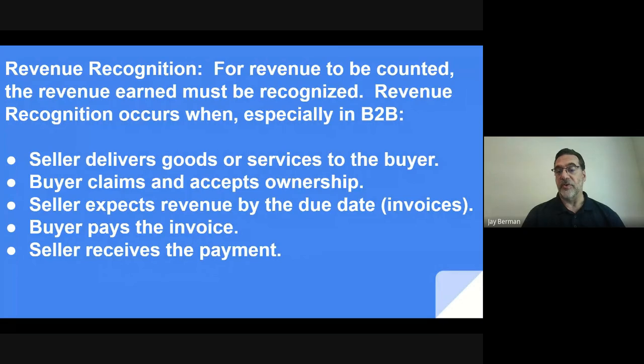You've probably heard of the term 30, 60, 90 days. It's very common in retail situations. The buyer pays the invoice within the 30, 60, 90-day terms, and the seller receives payment. So if one of those situations occurs, revenue is recognized, is counted on your income statement.